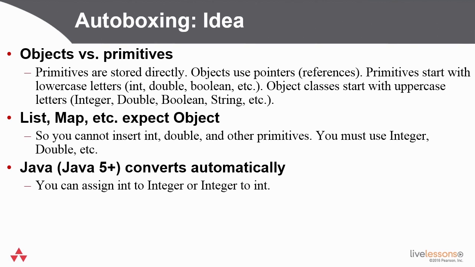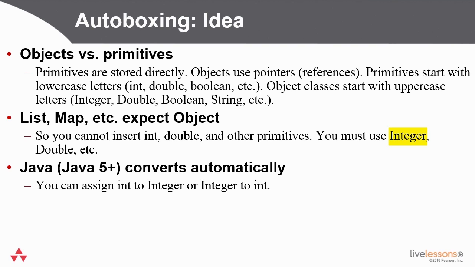Well, List, and later on we'll see Map, expect object types, not primitive types. So you cannot put an int into a list. But what if you want a list of numbers? Java has always had these wrapper types, which are basically objects that contain numbers: Integer, capital I, for int, Double, capital D, for lowercase d double, and so forth.